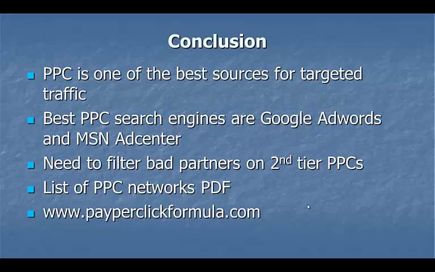With the second tier pay-per-click search engines, the one thing you have to understand is that these search engines are run on an aggregation of thousands of partner websites. So in order to get profitable CPA campaigns, you do need to filter out the bad partners first on these second tier pay-per-click search engines in order to see if you can make any money.